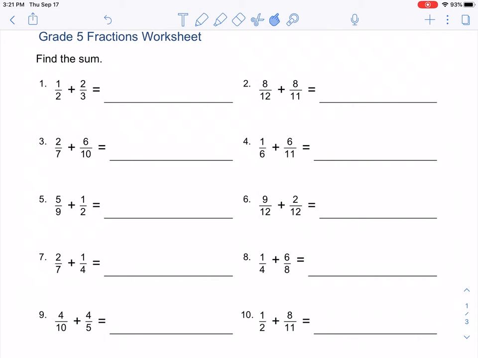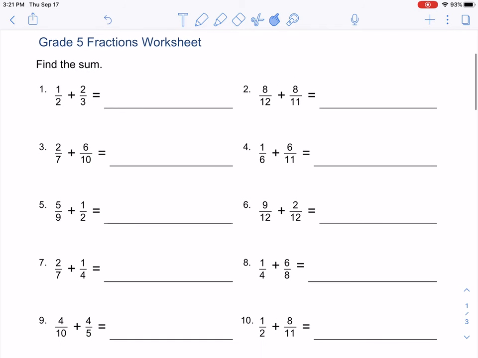All right, this is Mr. Simons. I am going to do a couple examples here from this worksheet for those of you who are doing this asynchronously or maybe need a little extra help. So let's take a look at, let's do number 5.